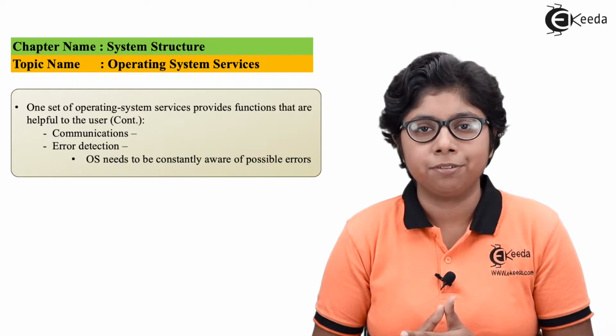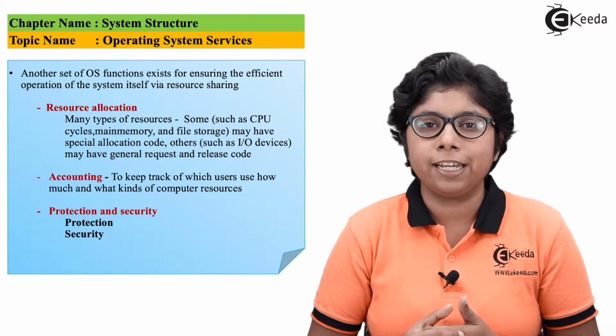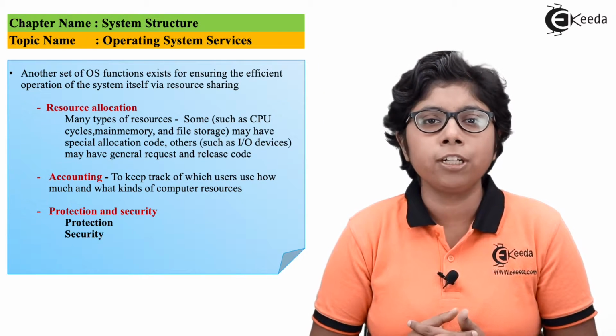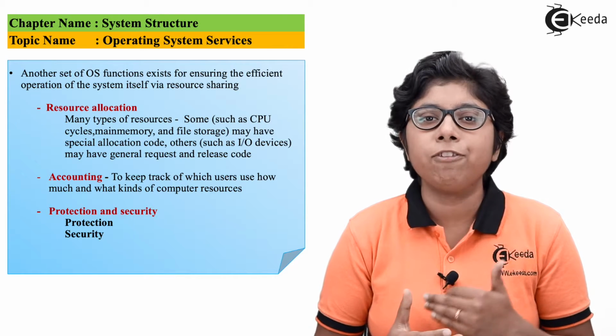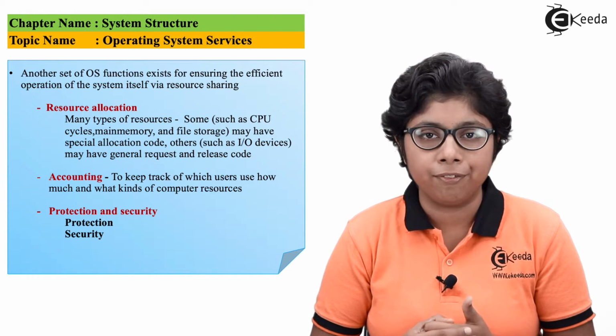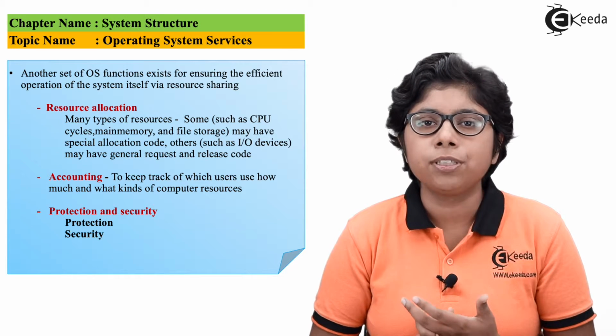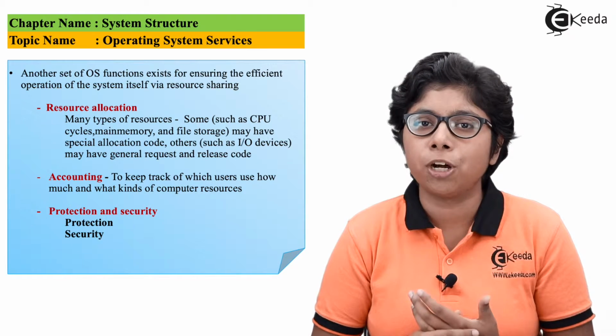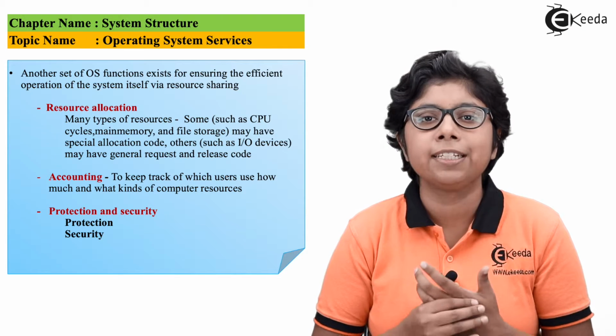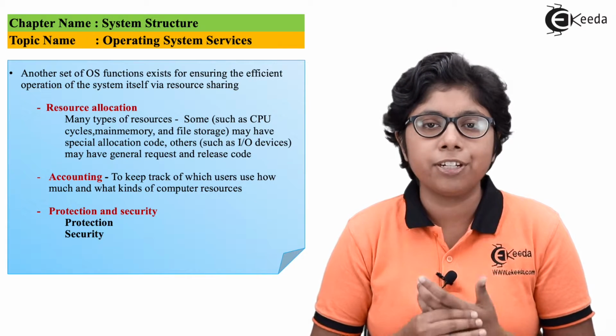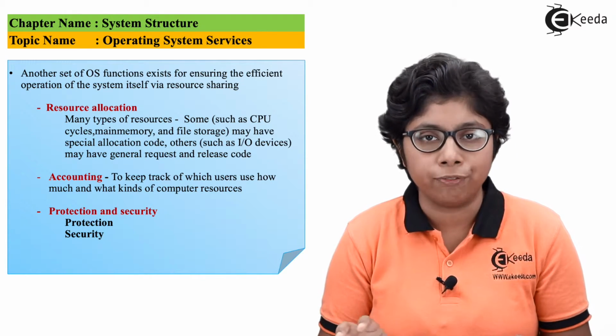to trap that error. The next set we will be discussing is not so much about helping the user but about the efficient use of the system itself. The first one is resource allocation. Now more users and more jobs are performing concurrently in the system. The resources must then be allocated to each of them.